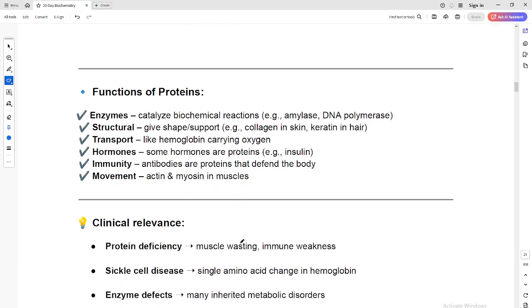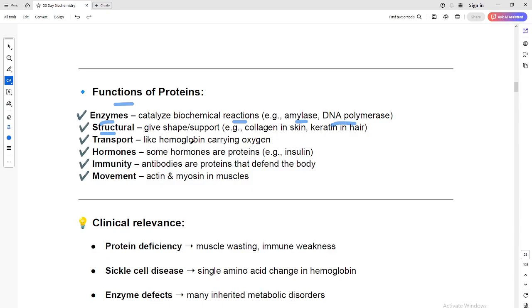Okay, what are the functions of protein? They can work as enzymes. They catalyze biochemical reactions, enzymes like amylase and DNA polymerase. They are structural. They give shape and support to parts of our body, like the collagen in our skin and the keratin in our hair.